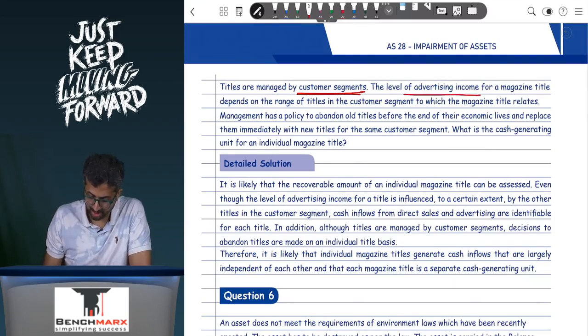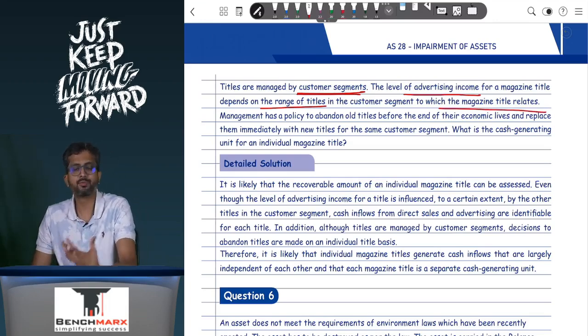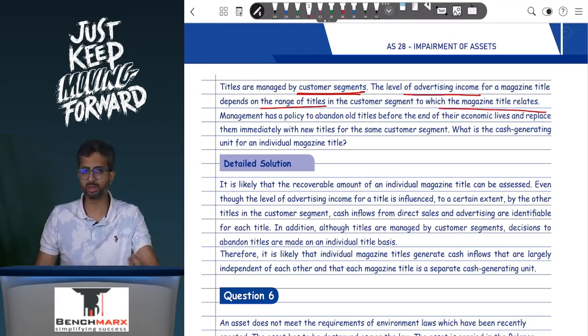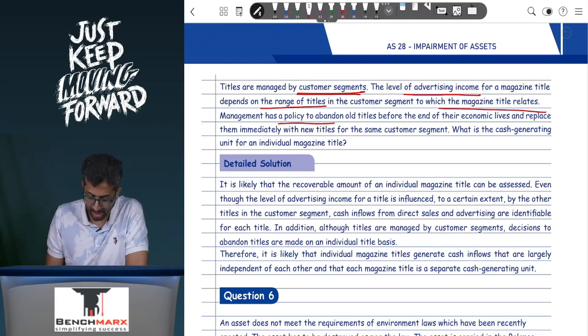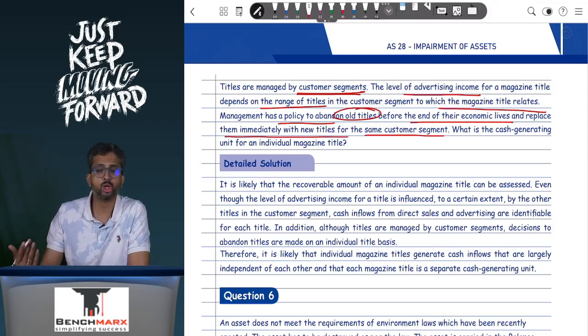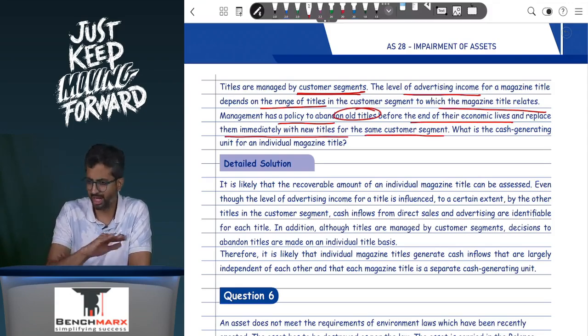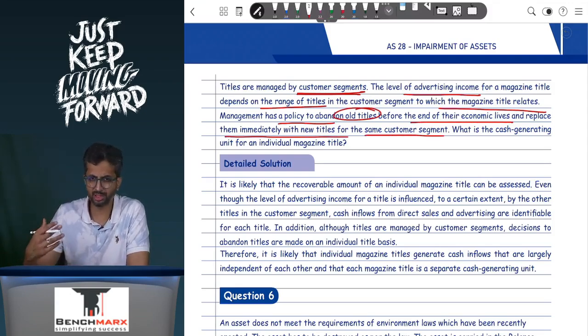The level of advertisement income of a magazine depends on the range of titles in the customer segment to which the magazine title relates. So, if for example you are catering to a financial segment, your advertising income might be higher. The management lays a policy to abandon old titles at the end of their economic lives and replace them immediately with new titles in the same customer segment. Like earlier, you had Midday, which was a purchased brand, which they discontinued, and now you have Mumbai Mirror. So there may be an indicator of impairment on Midday.